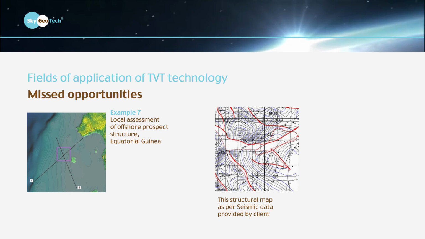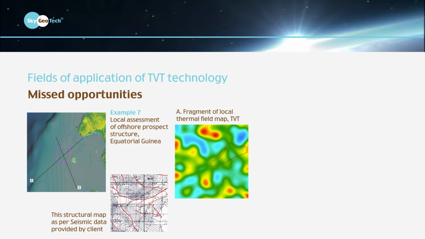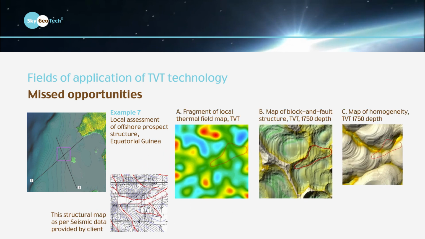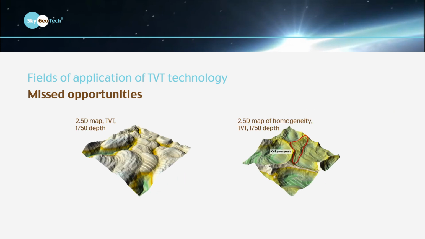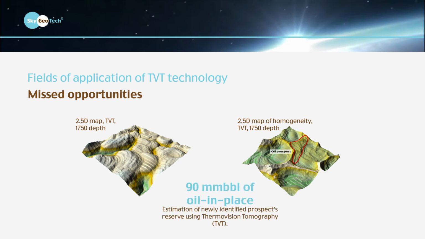We defined the depth and built TVT horizontal sections, and every image shows this area as a prospective area. We built a local thermal field map, block and fold structure, a map of homogeneity, and finally, we built 2.5D maps to see the geometry of this deposit. And using additional information such as porosity and fluid saturation, we made an estimation. And as you can see, 90 million barrels of oil were simply missed. TVT technology can increase profit by finding and showing these hidden places.